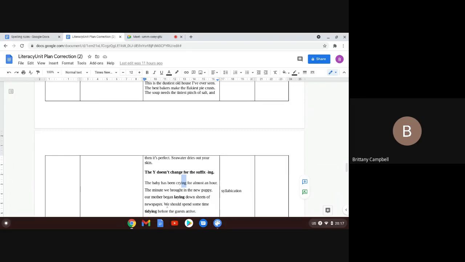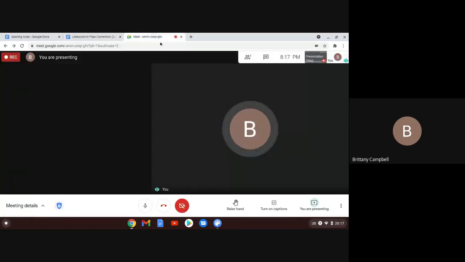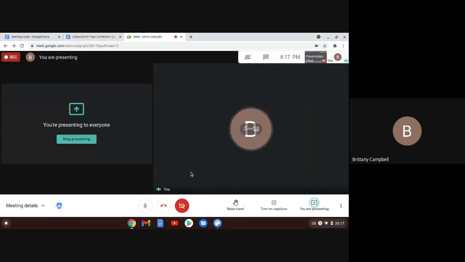Another example, we should spend some time tidying before the guests arrive. So here, once you remember these rules, then you should be able to know when to apply them, right? So again, the Y doesn't change for the suffix ending in ing. Any questions, any concerns? No, yes? All right, so are you able to do an activity for me now? Since there are no questions, no concerns?